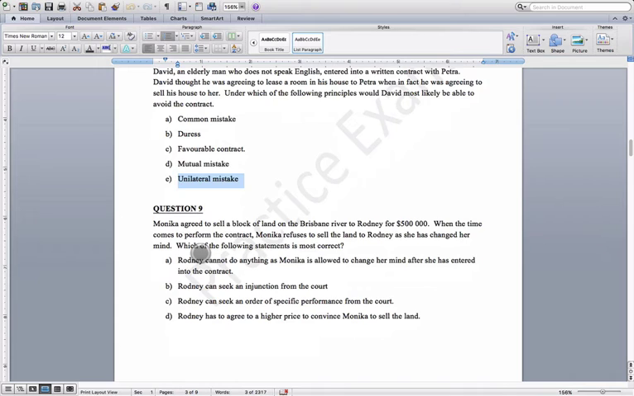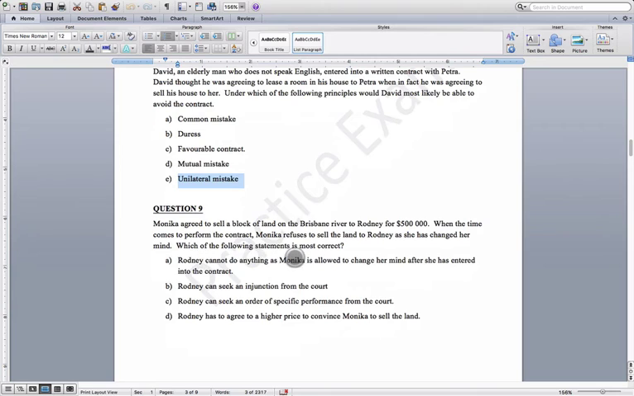Monica is refusing to sell the land. So what's happening? Monica is breaching the term of the contract. She's promised us to transfer the land to Rodney. He's promised to pay $500,000. She's then refusing to do her part of the bargain. So this is really about a breach of condition, right? A breach of a term of the contract. So what happens when she breaches?